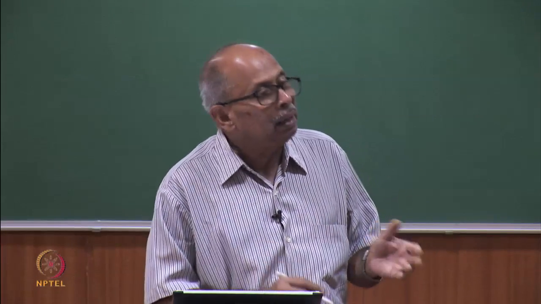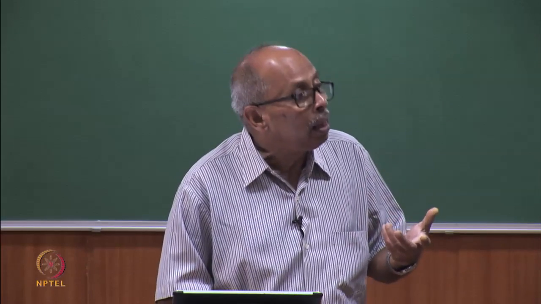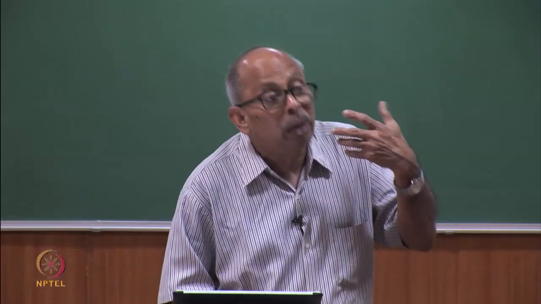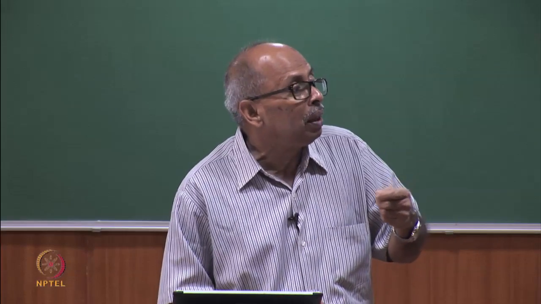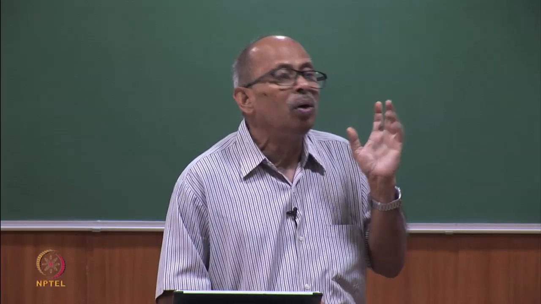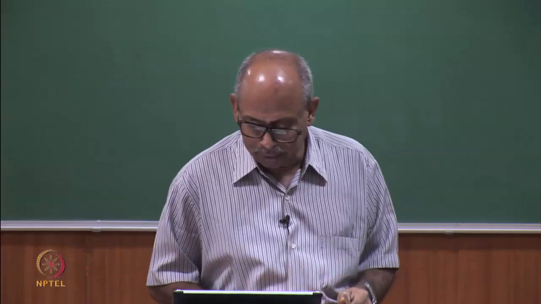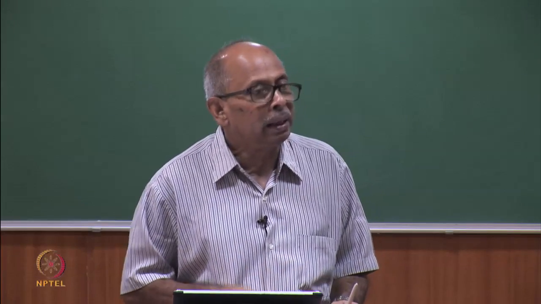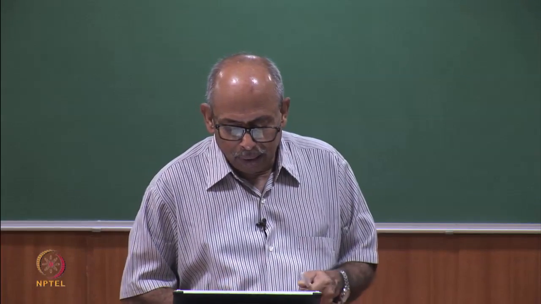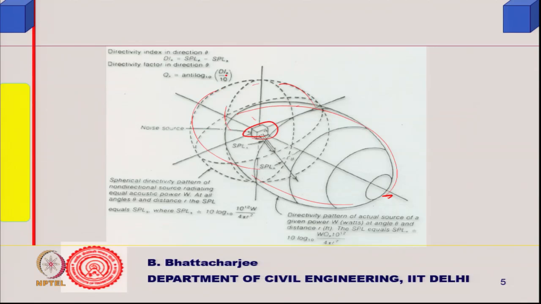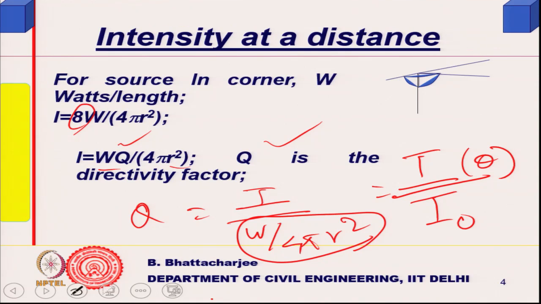So I theta divided by I 0. I 0 is what? The intensity that would have been there if the source was emitting equally in all directions. So that is what we call Q, the directivity factor. That's the directivity factor, right? So directivity factor is defined like this. I'll come back to this slide again later on. So if I define like this, Q is equal to I by I 0.